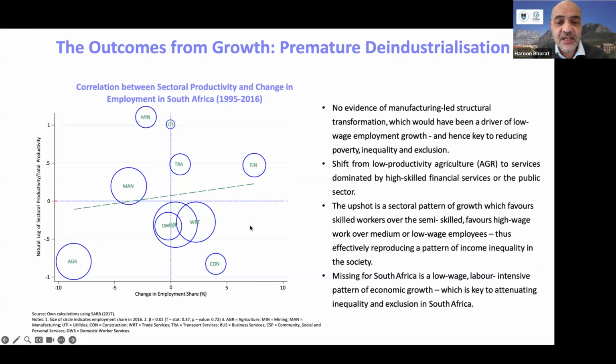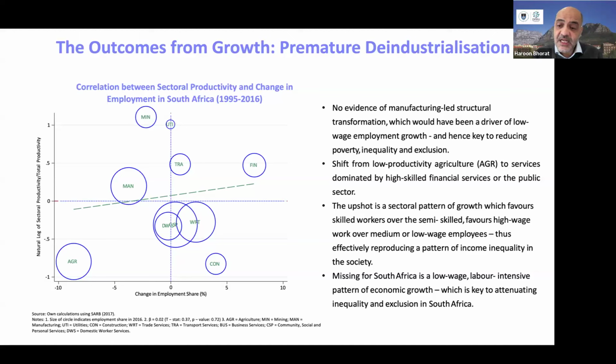It's generating lots of jobs in terms of change, but in absolute terms it's not a large employer, hence the circle is small, but it's very productive. And so essentially what you've got is a growth pattern in South Africa where the trajectory of growth is driven by high productivity in services-orientated sectors like financial and business services, transport and communication, which are okay in terms of employment generation, but are not really hitting the button in terms of mass employment generation through a sector like manufacturing. Even wholesale and retail trade, which is down here, is generating employment, but it's not very productive. And a lot of those jobs tend not to be growth drivers.